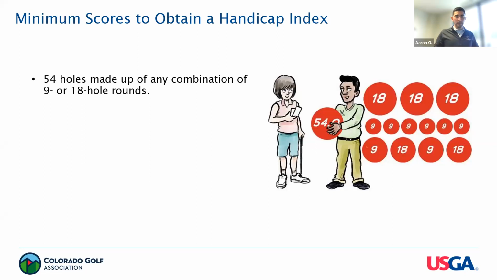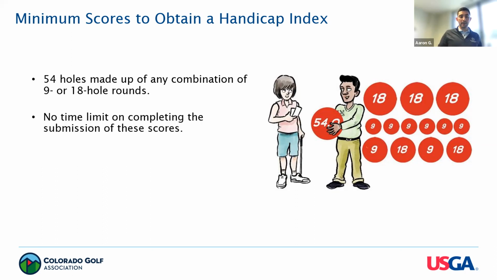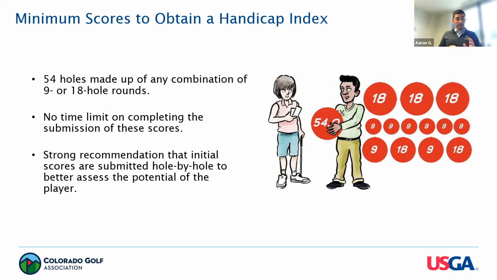The first one is the minimum number of scores needed to obtain a handicap index. It used to be five 18-hole scores or ten 9-hole scores. Now that's wiped away. In order to get an initial handicap index, 54 holes of golf need to be played and posted. There is no time limit to submitting those scores, but it is strongly recommended that at least those initial scores be posted hole by hole to get a better idea of the potential of the player.